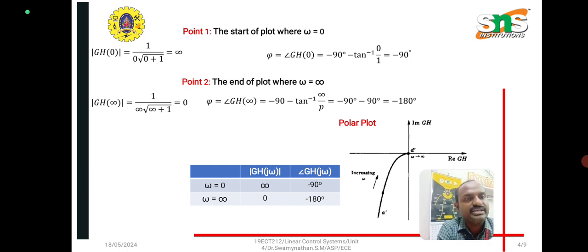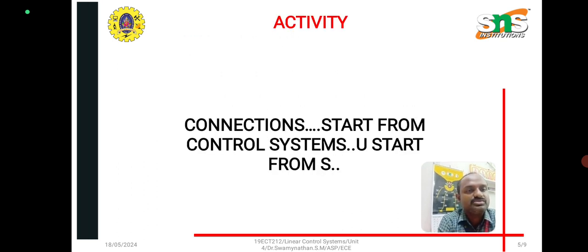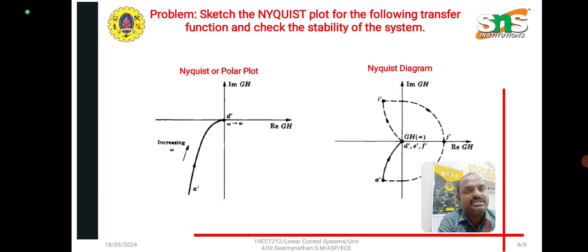So look at this graph, with the real part of G H and the imaginary part of G H. Omega equal to 0 gives infinity and minus 90 degree, and omega equal to infinity gives 0 and minus 180 degree. That is the polar plot you can get. So it's a simple activity, and you can make the connections. Following this activity, you can sketch the Nyquist plot for the transfer function and check the stability. So the Nyquist or polar plot you can draw.